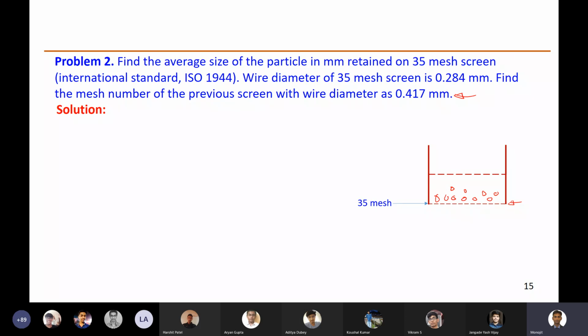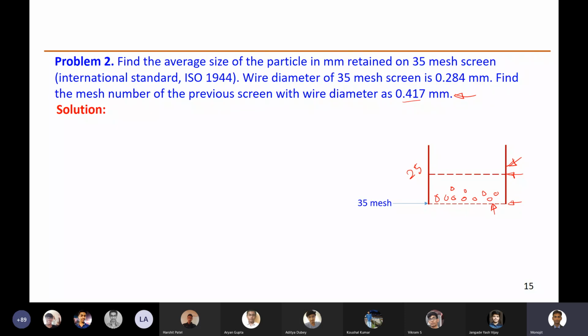Anyone got the mesh number of this screen? Find out the aperture of this screen, multiplied by √2, and you will get the aperture of the previous screen. Once you know it, and the wire diameter of this screen is also given, you can find out the mesh number. Just tell me the mesh number. What did you get? 25. Yes, 25. By looking at this number, 25 may be correct or may not be correct, but we cannot say that it's absolutely wrong.